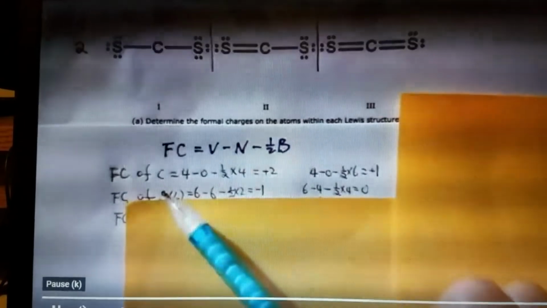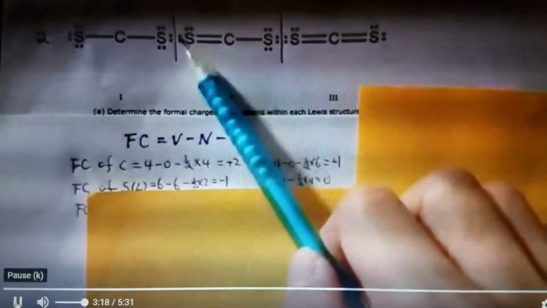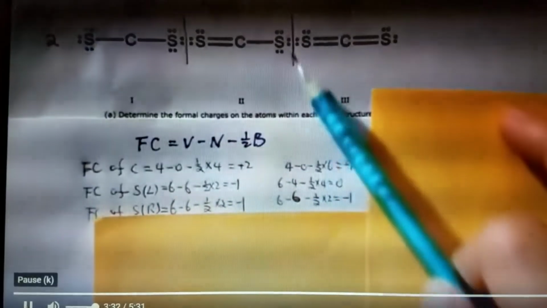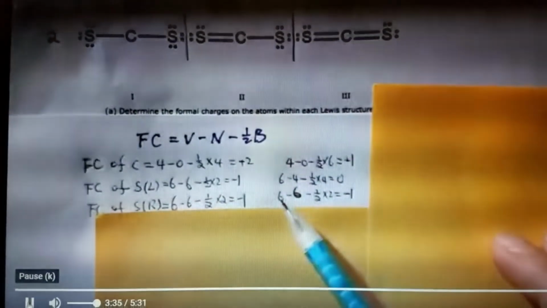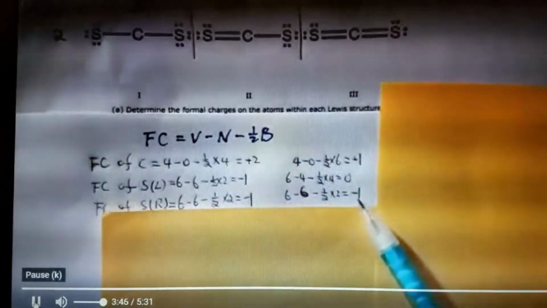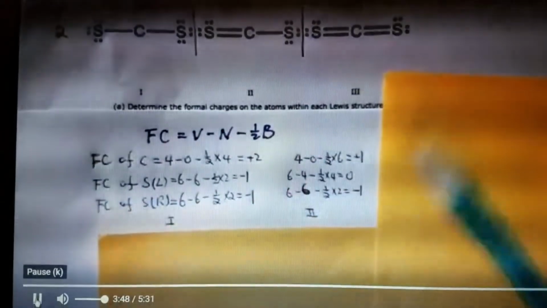Then for the sulfur on the left-hand side, valence electron 6 minus non-bonding electron 4 subtracted by 4 bonding electrons times 1/2, that's 0. Then let's take a look at the one on the right, the sulfur. So again, 6 valence electron. It has 6 non-bonding electrons or lone pair electrons, and just 1 pair of bonding electrons. So that's -1. That's for structure 2.